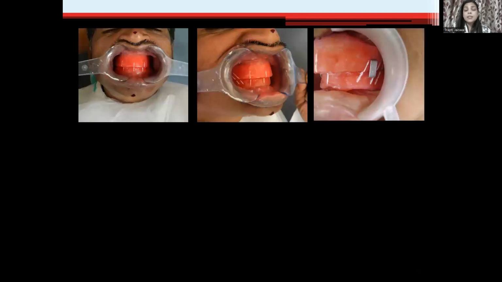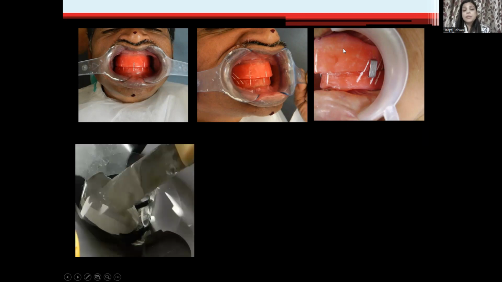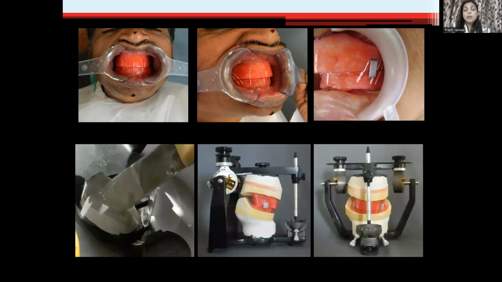Next, we will record the tentative jaw relation, keeping the maxillary and mandibular rims, and guiding the mandible to the centric relation position, and then checking these lines to see if they are coinciding or not. If they are, then we will lock the position with the help of stapler pins. Next, we will mount the cast on the articulator.